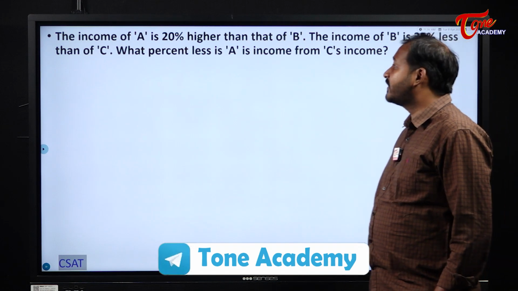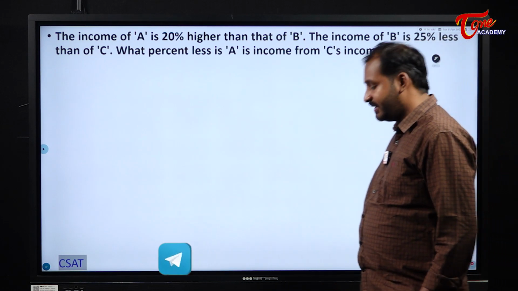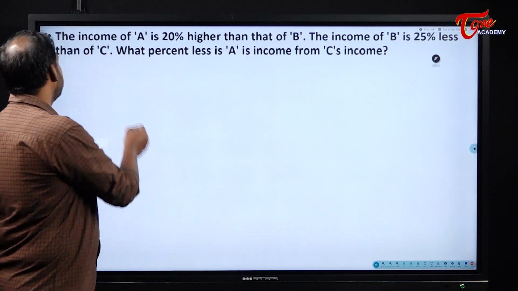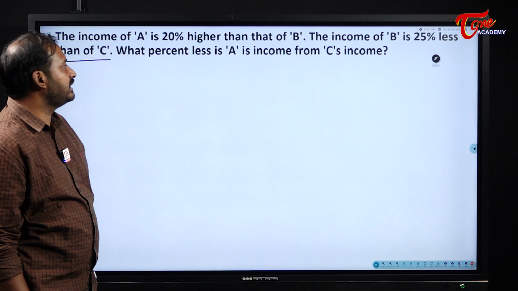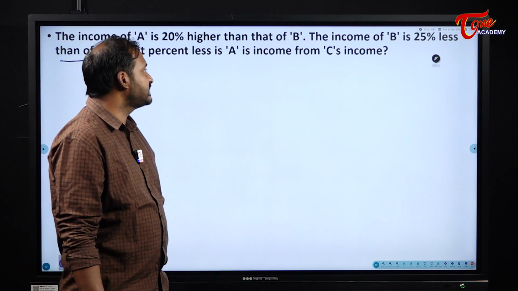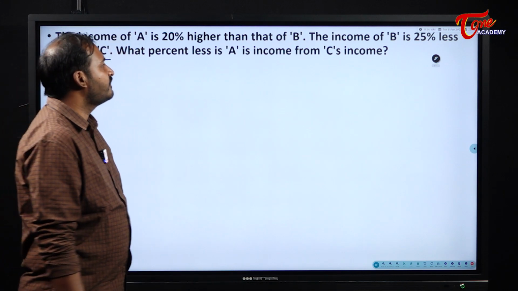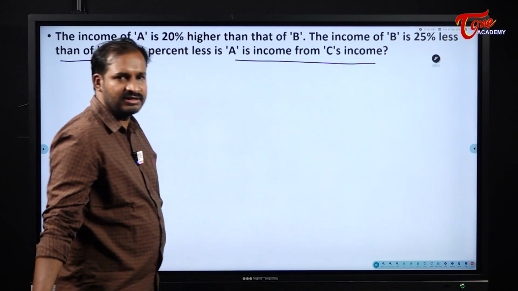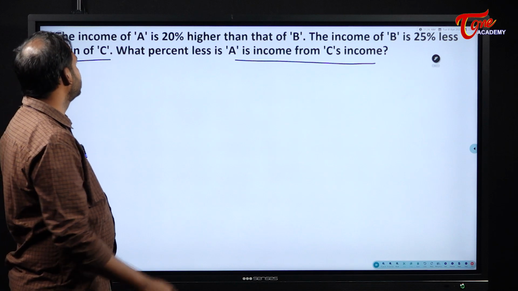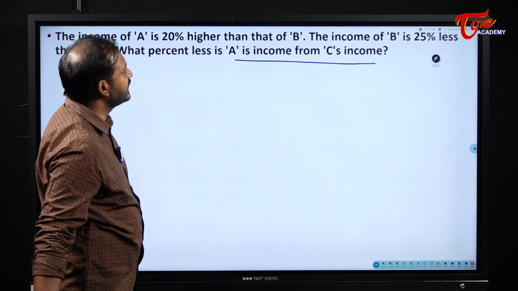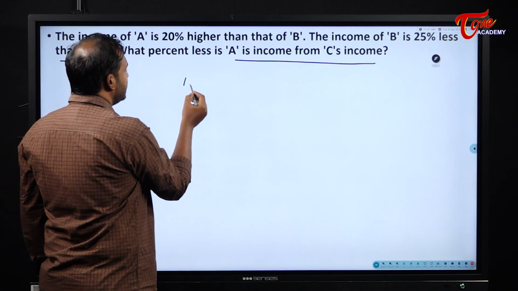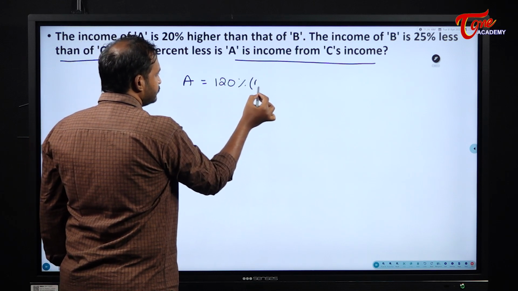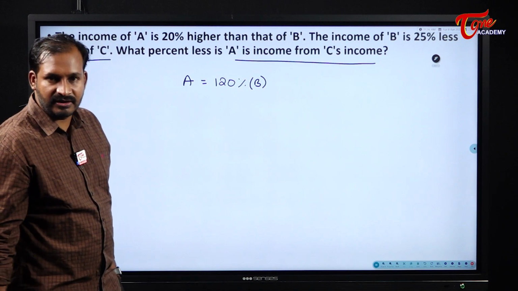Next, income of A is 20% higher than that of B. The income of B is 20% less than that of C. What percent less is A's income from C's income? Now this is nothing but relation, students. Actually, we need to write the relation between A, B and C. Income of A is 20% higher than that of B. That means A value will be equal to 120% of B. We already know.